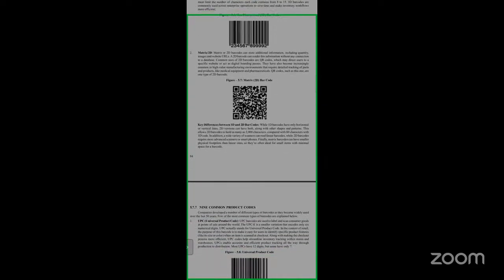So let's understand the key difference between 1D and 2D barcodes. It's very simple. 1D has only horizontal or vertical lines. Either it will be vertical or horizontal. Whereas 2D has both, and other shapes and patterns. So it's totally different and does not remain the same for everything. This allows 2D barcodes to hold as many as 2000 characters, whereas 1D can allow only 80 characters.